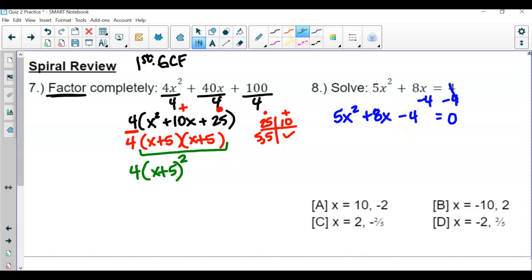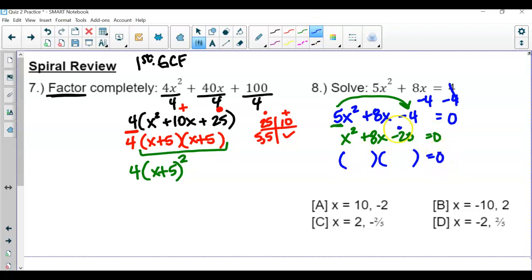Now, do we have a GCF? No, but because a is greater than 1, it's 5, we're going to go ahead and start our bottoms up. So 5 times negative 4, our a times c. Now I've got x squared plus 8x minus 20 is equal to 0. Now we can continue our solving by factoring. What two numbers multiply to get us negative 20 and add to get us 8?